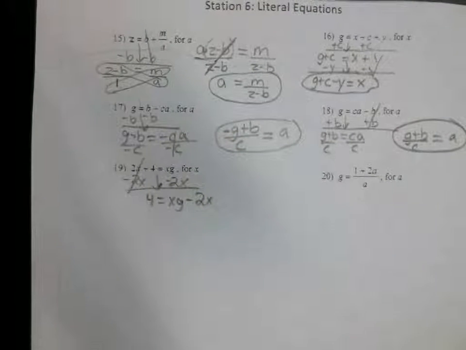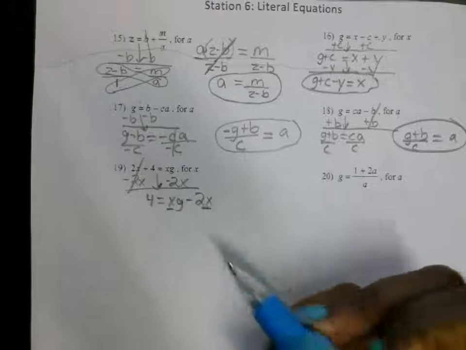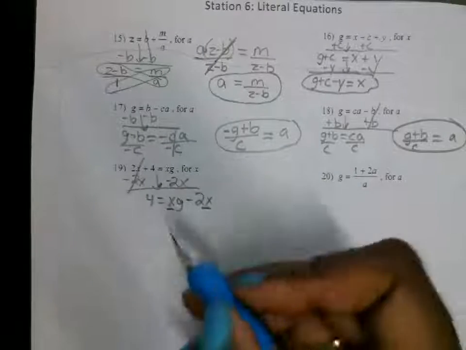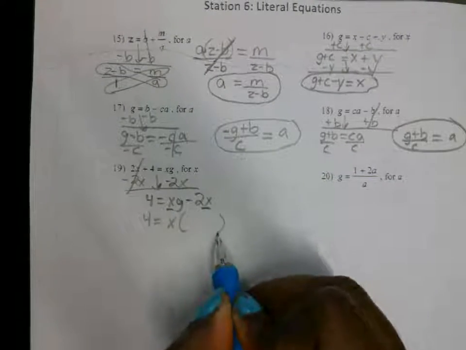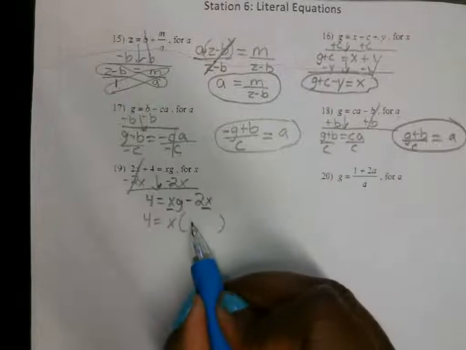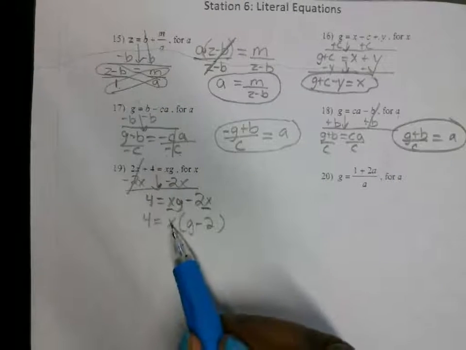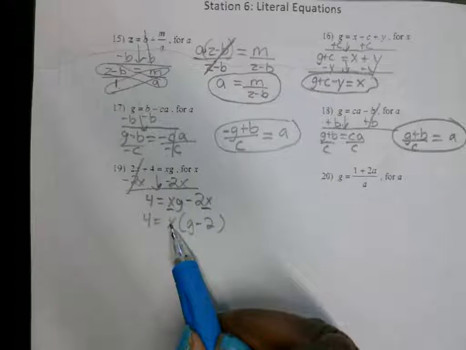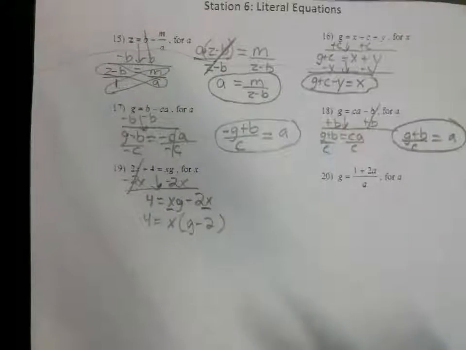Look at that. What do they have in common? These terms over here. Very good. So we're going to do the reverse of distributive property. We're going to take out the X and bring this down. What would be in the parentheses? Working backwards. G minus 2. You see this? When I multiply X times G, that gives me XG. When I multiply X times the negative 2, that gives me negative 2X. So I'm just working in reverse to figure out what X is.